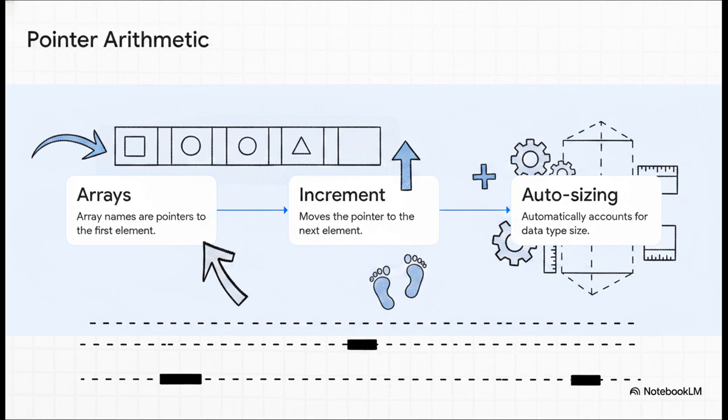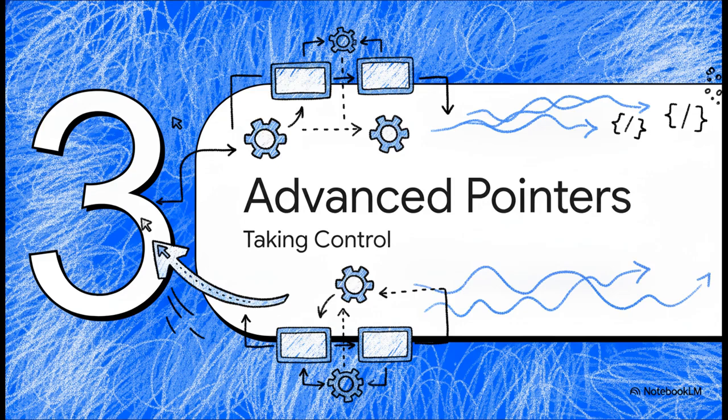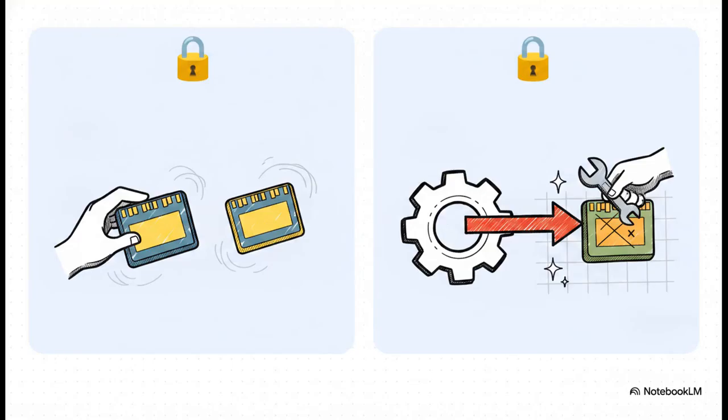The compiler knows exactly how far to jump to hit the start of the next item. All right, Section 3, Functions and Advanced Pointers, Taking Control. Here is an absolutely crucial point. Passing a pointer to a function allows you to permanently alter the original data. This is completely different from passing a standard variable.